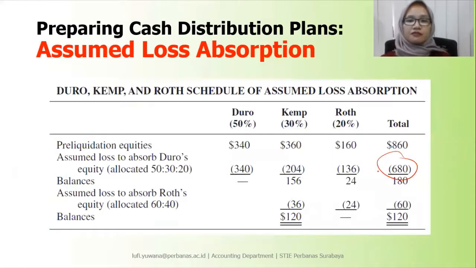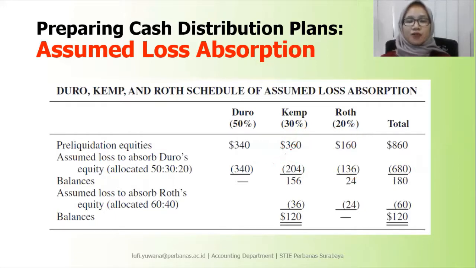Then here we have to allocate this $680,000 to each of the partners based on the profit and loss sharing ratio. That's why for Duro itself, it would come back to the initial or the existing amount of the equity of Duro. It is 340 because it is the result of the multiplication between 50% with the $680,000. And for Cam and Roth, it would be the same way to find this amount. It comes from the multiplication of $680,000 with each of the percentages in the profit and loss sharing ratio.